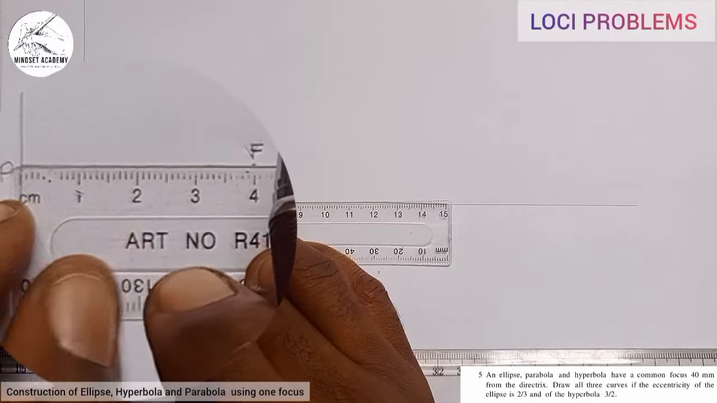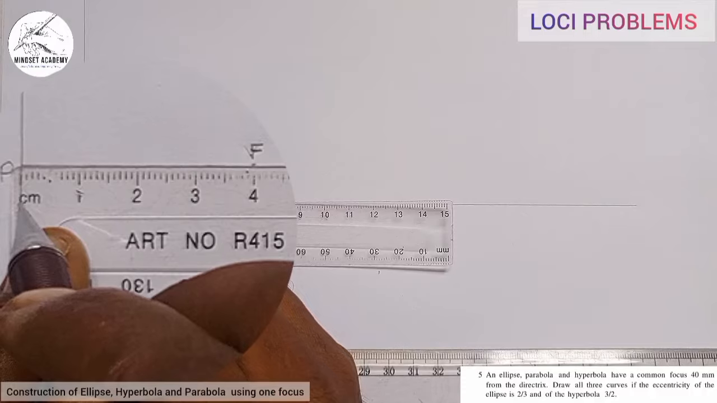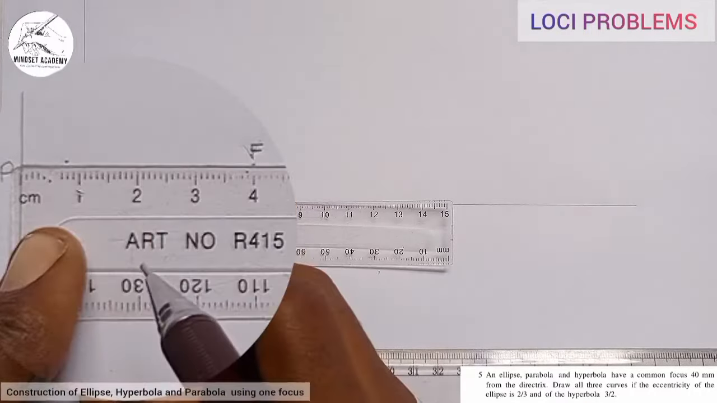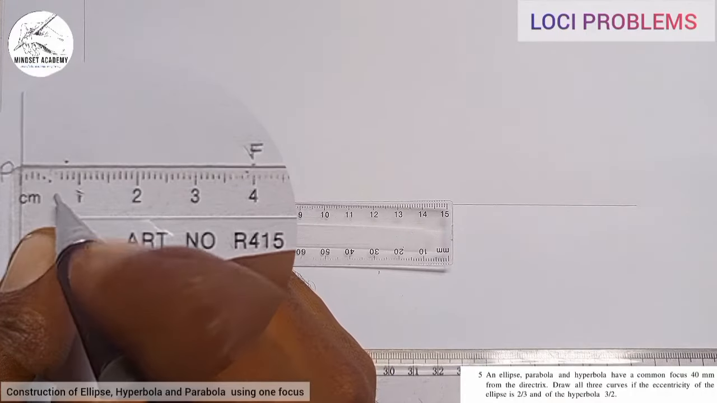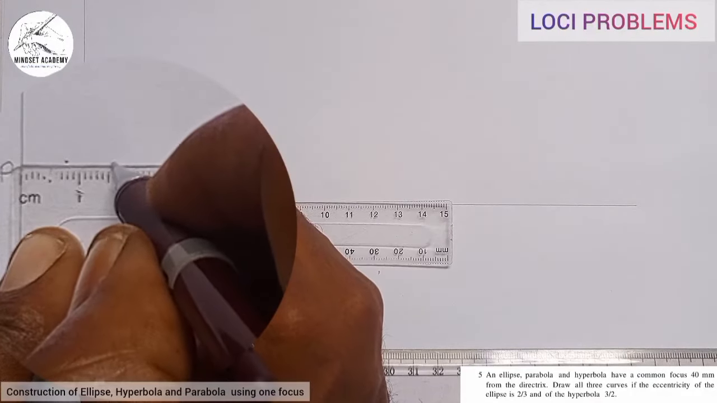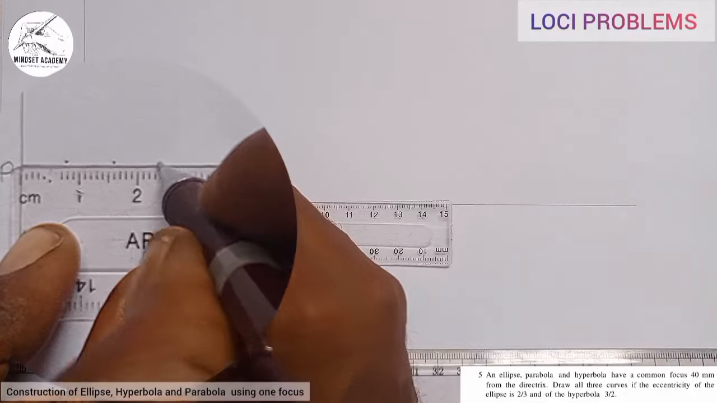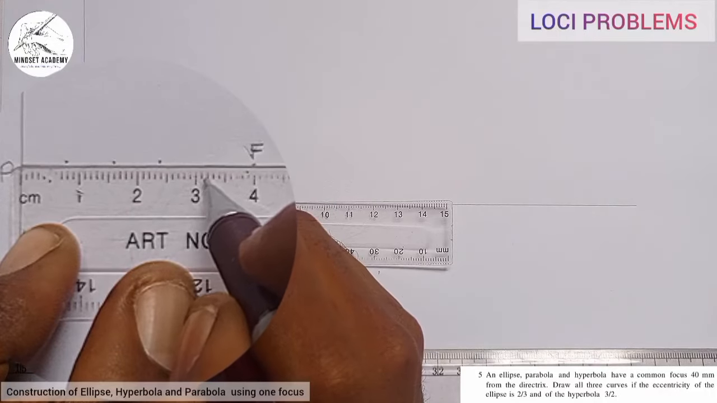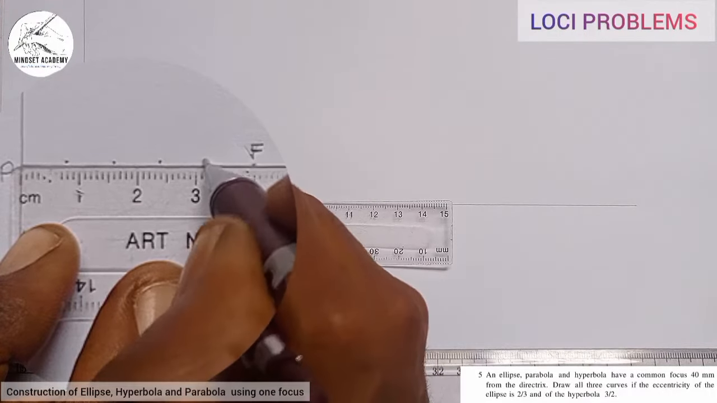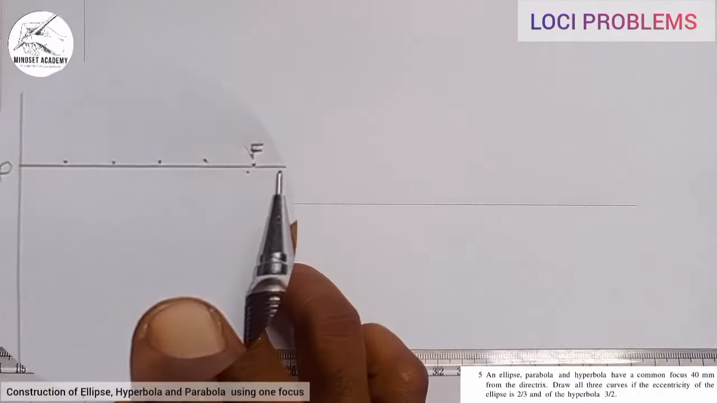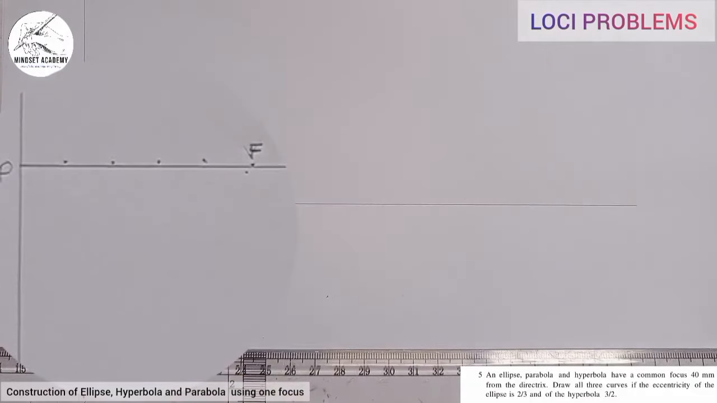So let's do that. If I move from 0 to this line here, this is 8. I move again, the next one is 16. The next one is 24, this one is 32, then we have 40. So I have divided this line into 5. Why am I dividing into 5? Because the eccentricity of the ellipse is 2 over 3, and when you add the 2 and 3, you have 5.